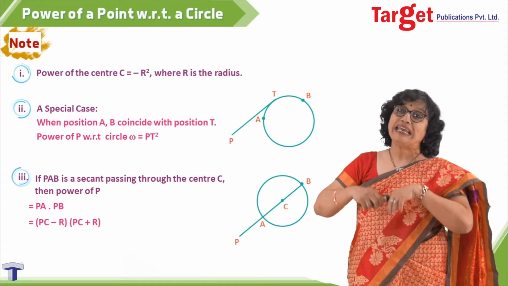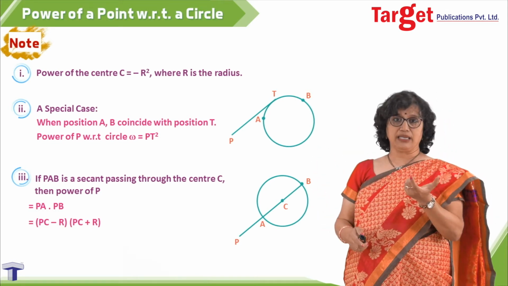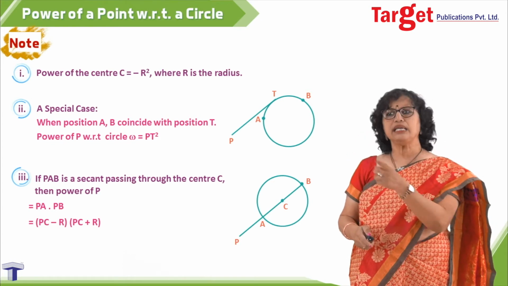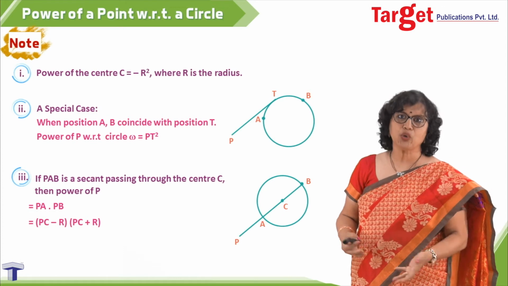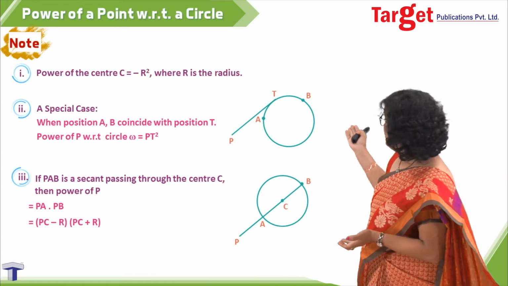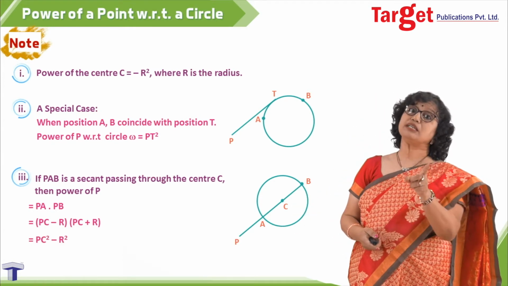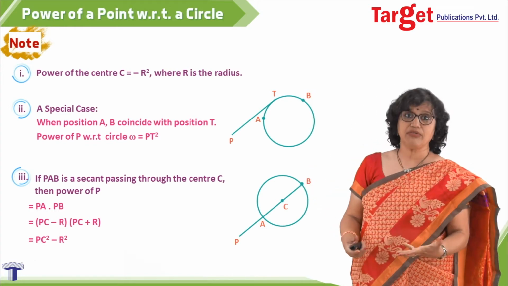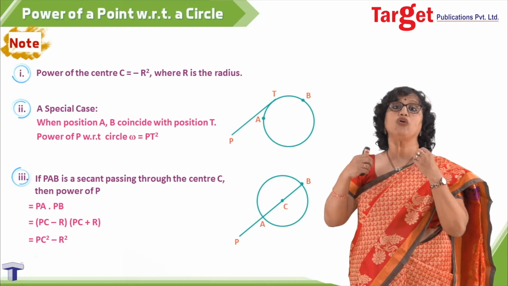So what do we do? We rewrite PA as PC minus R and PB as PC plus R. What is that C? C is the center. So C would be known to you if the circle is given to you. Point P is known to you. You can always write PC; you can find the distance. Similarly, PC minus R and PC plus R, that entire product you can also find, which is PC square minus R square.